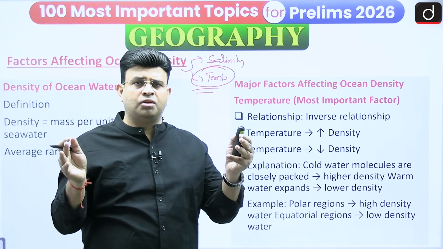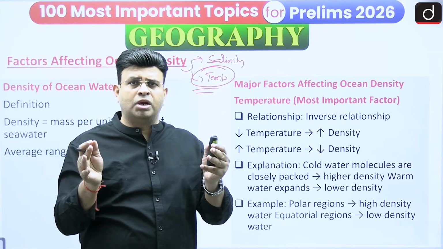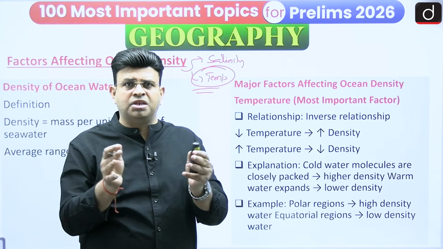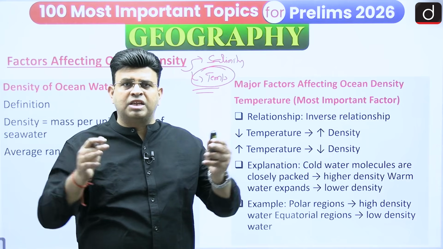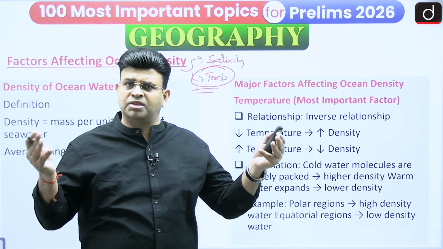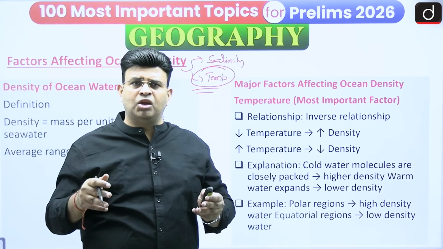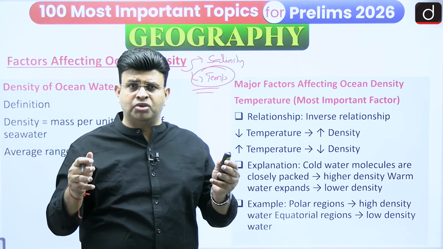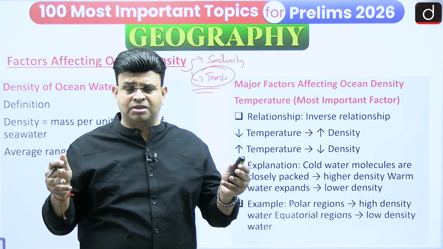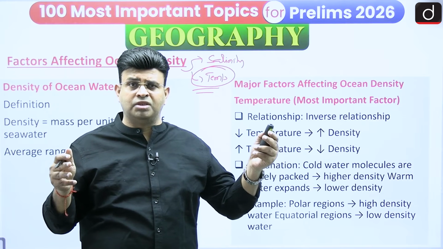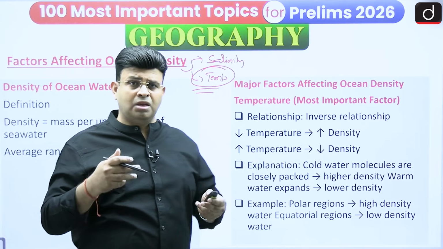of water is colder, less temperature, the cold water is compressed. And cold water compressed means the density is more. And warm water is expanded, therefore density is less. Simple. So in the equatorial and subtropical regions, where the temperature is more, the density of water is less. And if I go into the polar region, the colder region, the density of water is high because the temperature is very low.